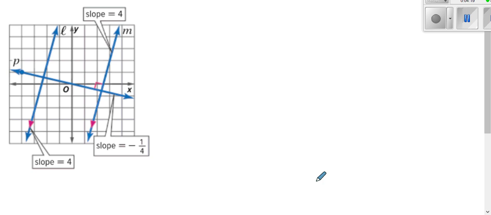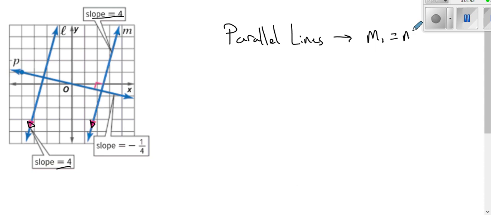Last thing we have for this lesson is just identifying slopes. If two lines are parallel, notice this line right here, and notice that parallel symbol. This line and this line are parallel. Notice that their slopes are the same. So parallel lines have the same slope. The slope of one line is going to equal the slope of the second line.